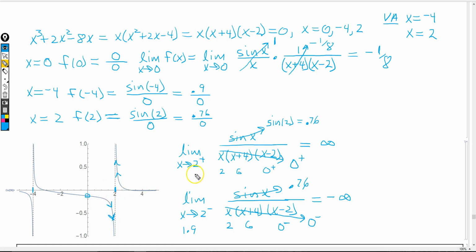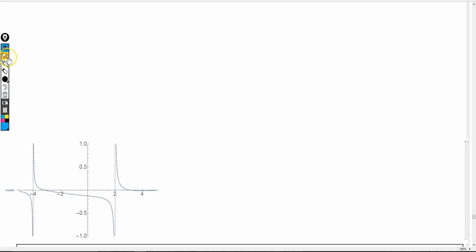Alright. Okay, so that does it for these examples. Let's take a look at one last theorem.